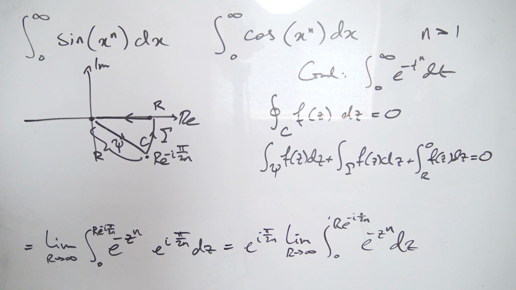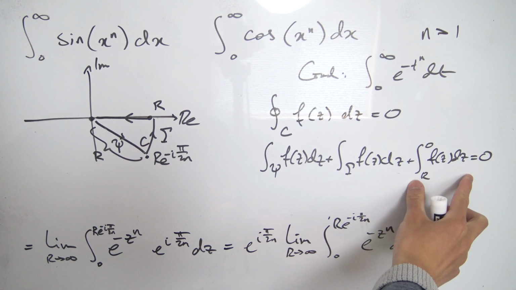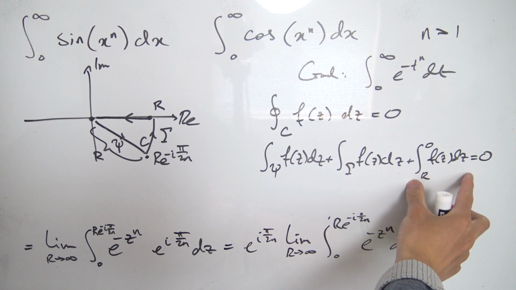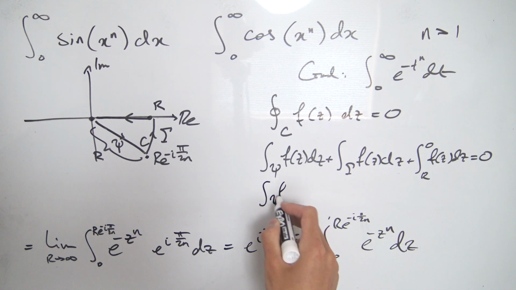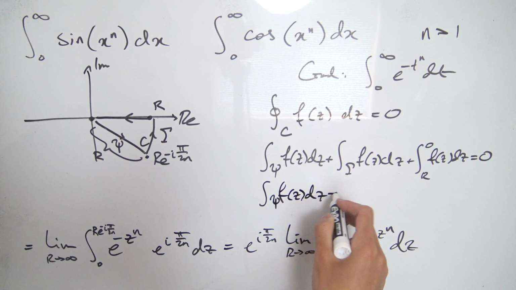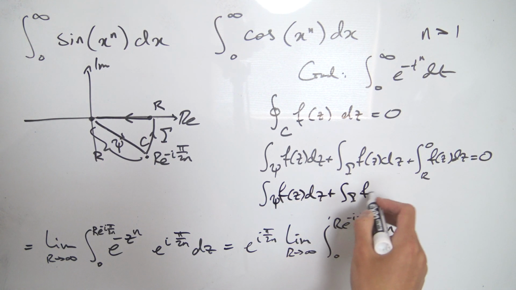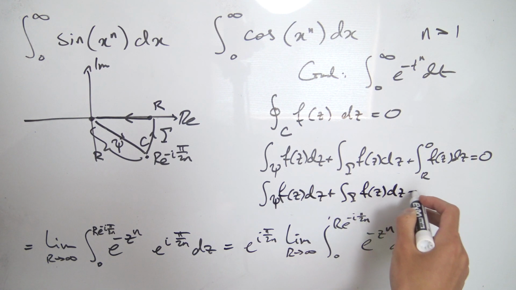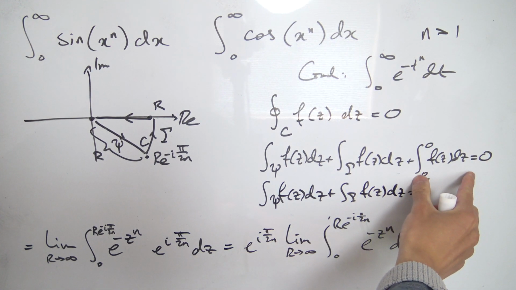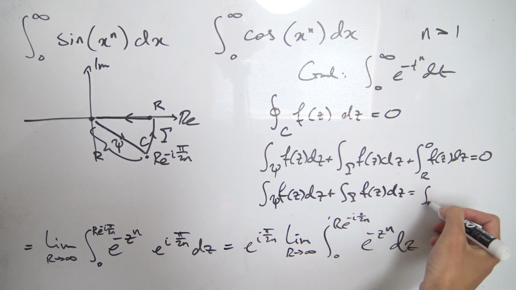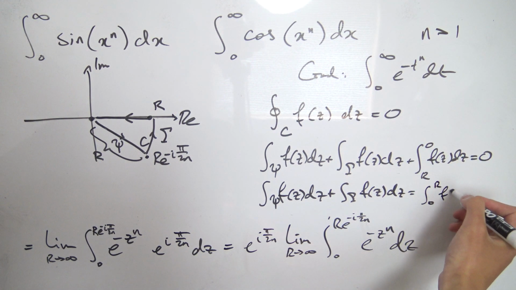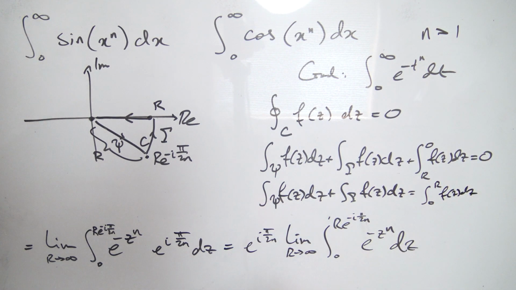At first this might not seem that interesting, but notice, let's chuck this integral, our goal integral, onto the other side, and we get that the integral over psi of f of z dz plus the integral over gamma of f of z dz is equal to minus this integral on the other side. But we can use that minus to flip the bounds, so we have the integral from 0 to r of f of z dz.